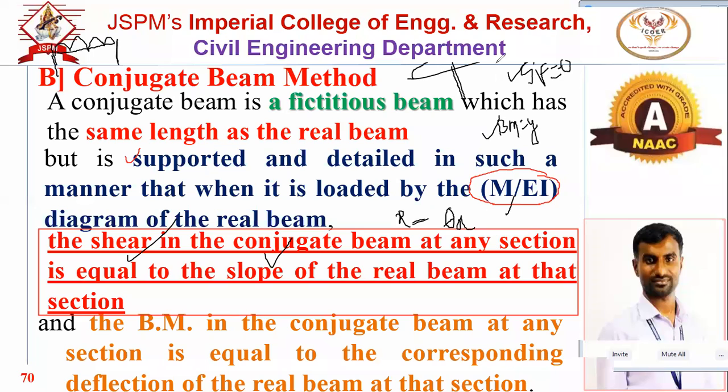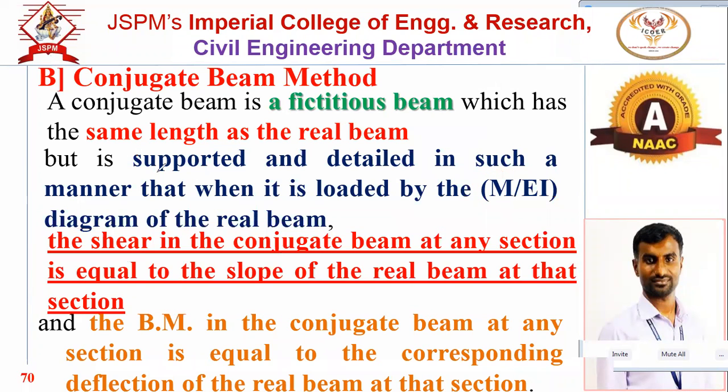And majorly MCQs from this particular method will be from these points: conjugate beam properties, then what is the slope, what is the deflection in conjugate beam. In various examinations they have given "shear force in conjugate beam at a point is equal to", and they will give 4 different options: slope in a real beam at that particular point, shear force, bending moment, likewise. So for slope, find out the shear force. For deflection, find out the bending moment. So this is the basic concept.